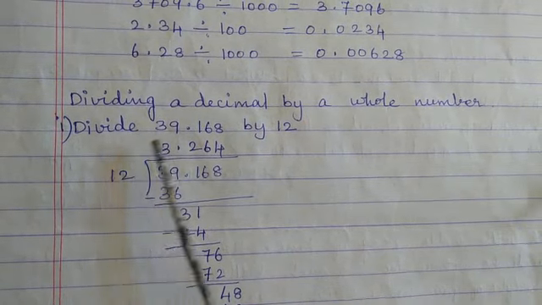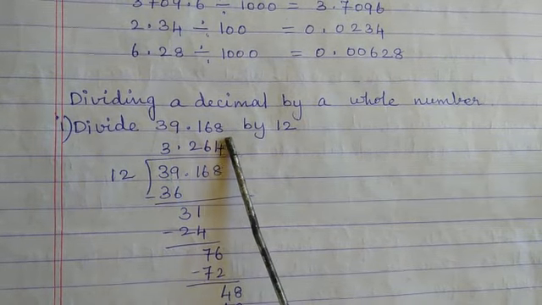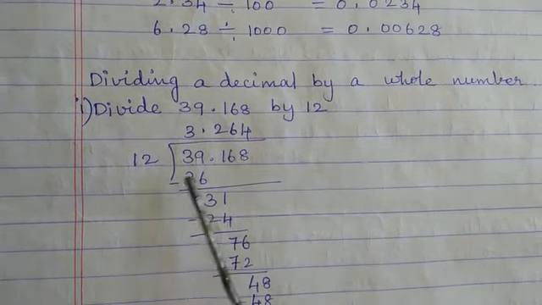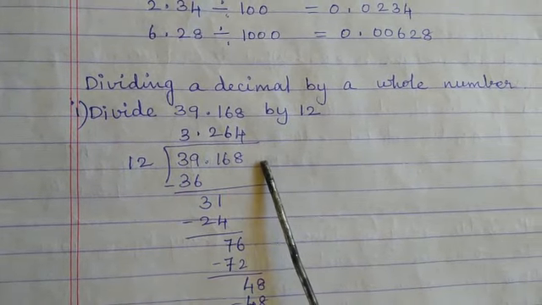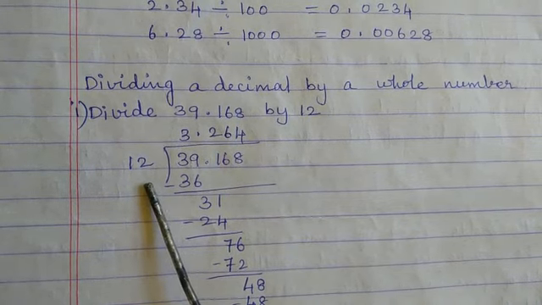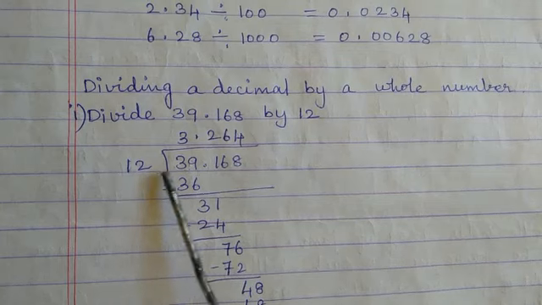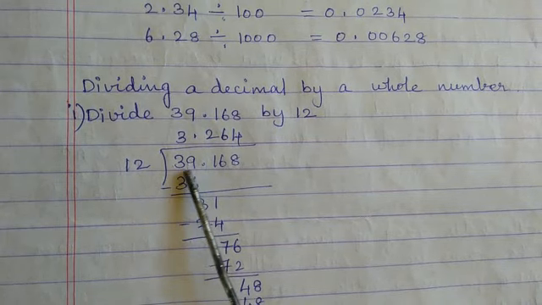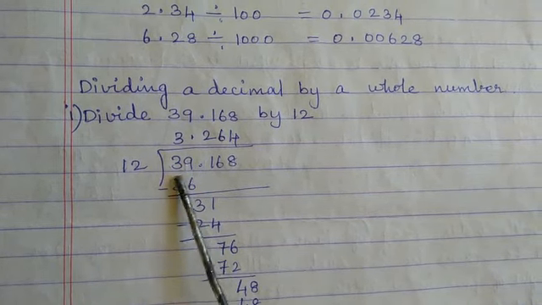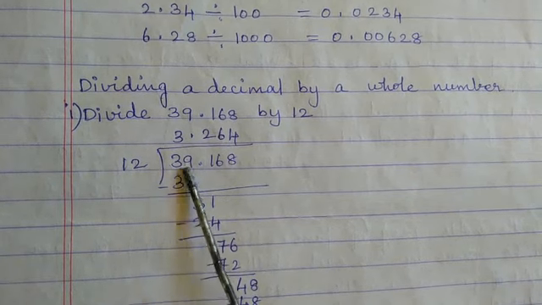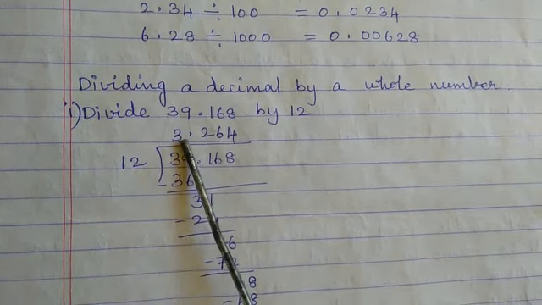Now come to the second type, dividing a decimal by a whole number. Question is, divide 39.168 by 12. You write it in that form, 39.168 is the dividend and 12 is the divisor. Here 12, the divisor, contains 2 digits. So we have to take the first 2 digits, and the whole number part already contains 2 digits. So 39 divided by 12, the quotient will be 3.